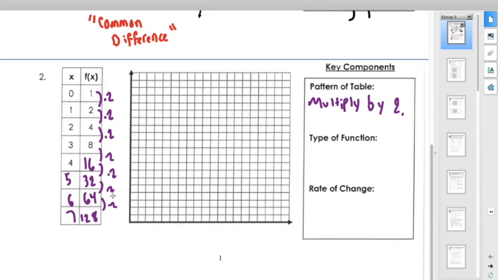Let's graph 0, 1. That's going to be here. 1, 2: over 1, up 2. 2, 4. 3, 8. 4, 16. And then 5, 32. I'm not going to be able to graph that, but I do have my graph now.